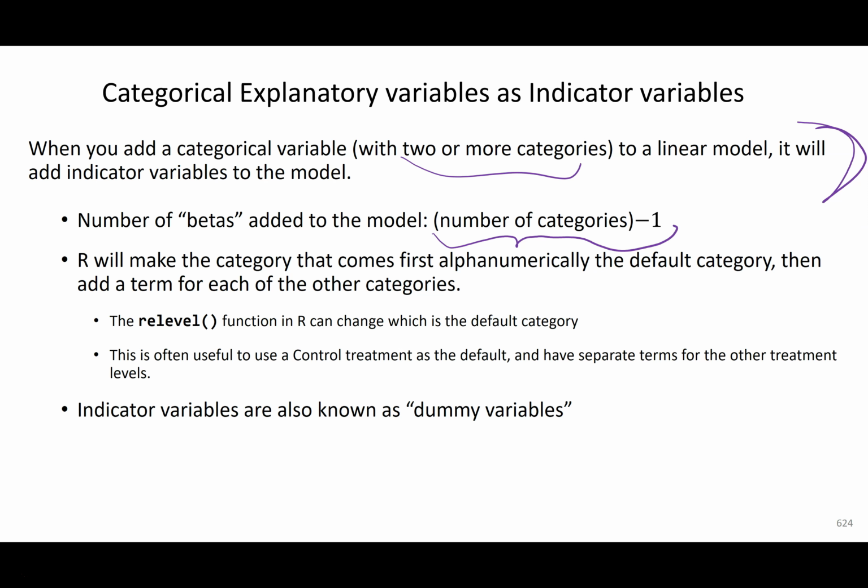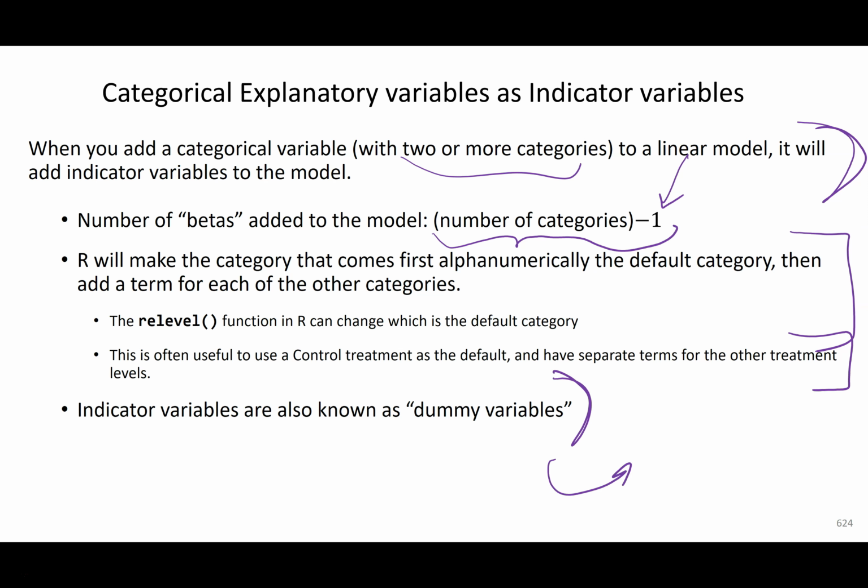Specifically, variables called indicator variables. So by default, R is going to make one of your categories the default, and then add a term for each of the other categories. That is why it's a minus 1. Often people might go ahead and use releveling. They might make the control treatment the default and have the different treatment levels be the added terms. We call them indicator variables or dummy variables.